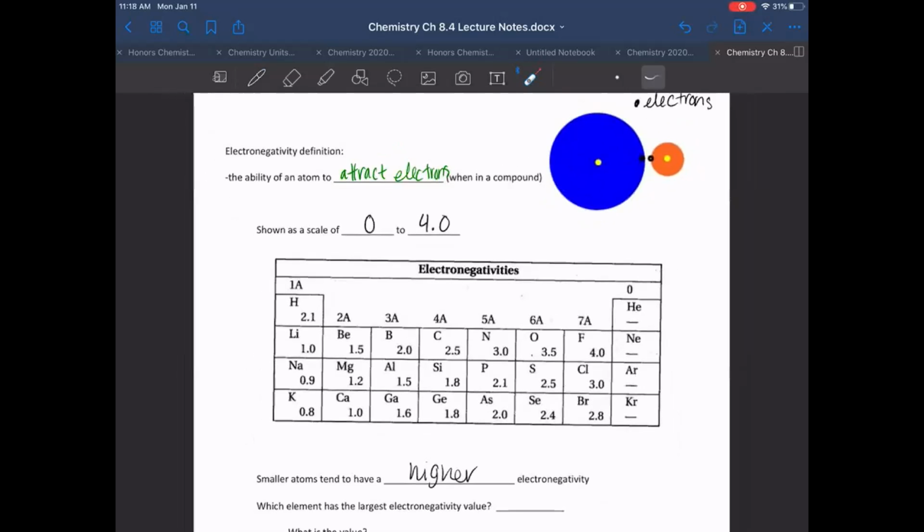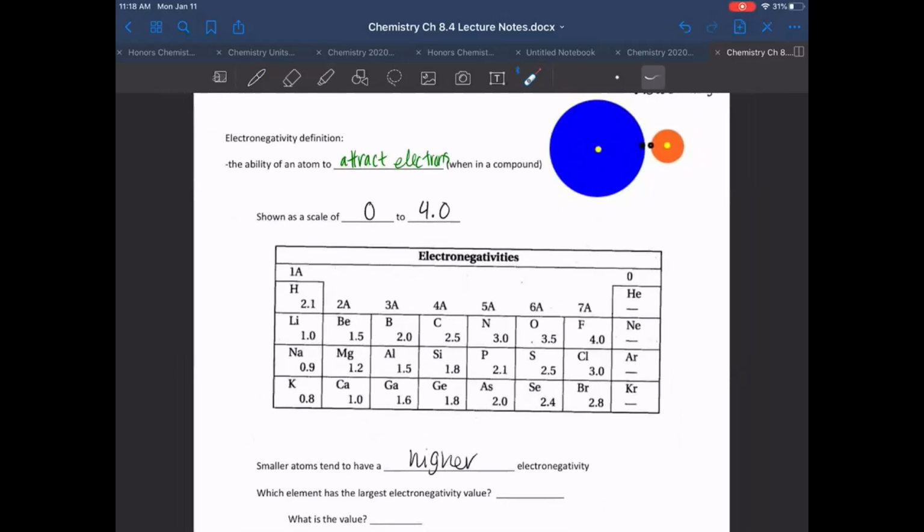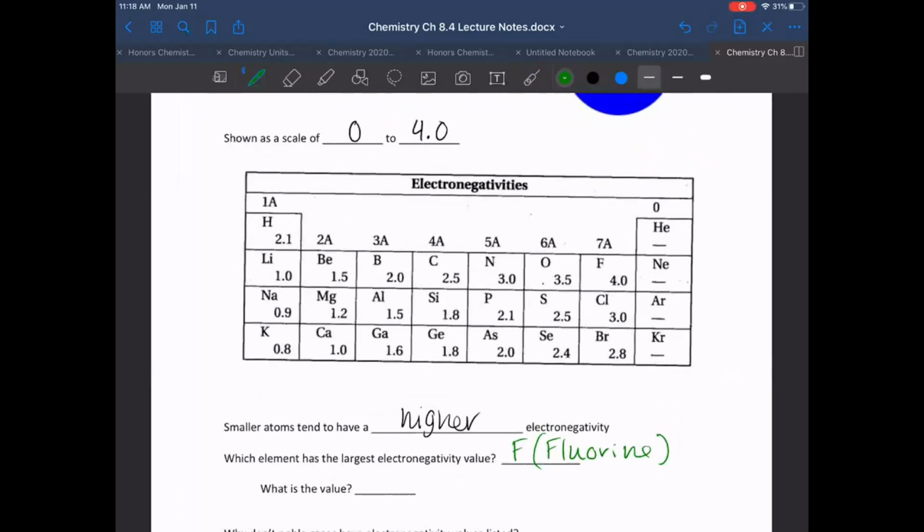So looking at this chart, which element has the largest value? Fluorine, which is spelled Fluorine. I know that's a hard one to spell. And its value is what? 4.0. So this is the end of the scale. So fluorine is the most electronegative element here.